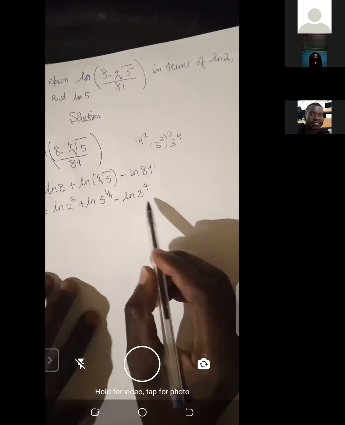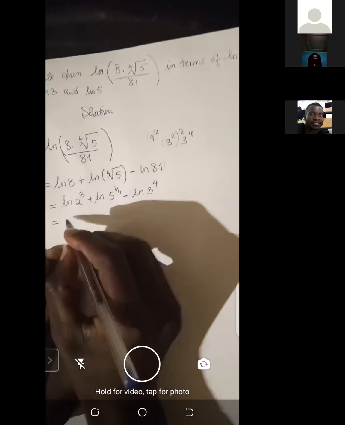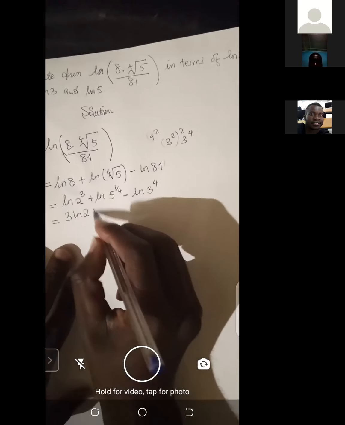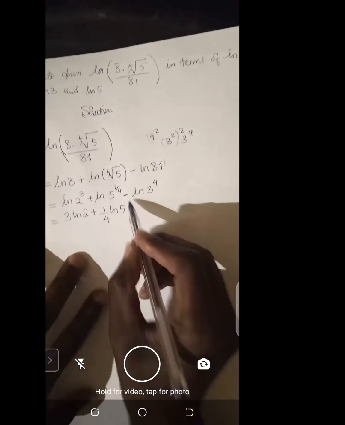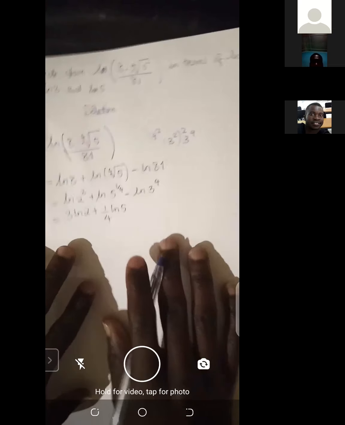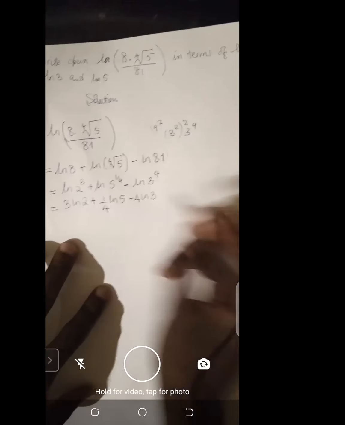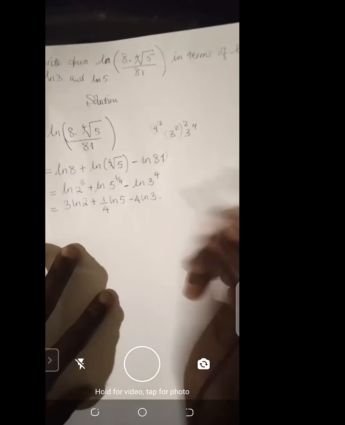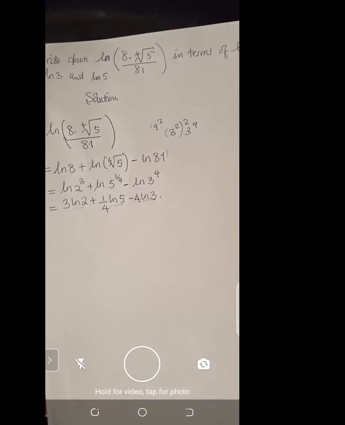Then again, you apply the rules of logarithms to get: this power can come there, you have 3 ln 2, plus this one can go there, 1 over 4 ln 5. Then this one can go there, and you're going to get minus 4 ln 3. And you're done, because you have ln 2, ln 5, and ln 3 there as required. No stress.